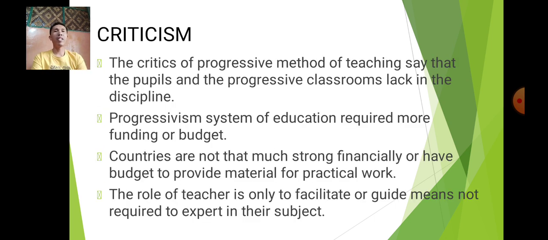Criticism. The critics of the progressive method of teaching say that the pupils in progressive classrooms lack discipline. The progressivism system of education requires more funding or budget. Countries that are not that strong financially may not have the budget to provide materials for practical work. The role of the teacher is only to facilitate or guide, meaning they are not required to be experts in their subject matter. So these are some of the criticisms with regards to the progressivism philosophy of education.